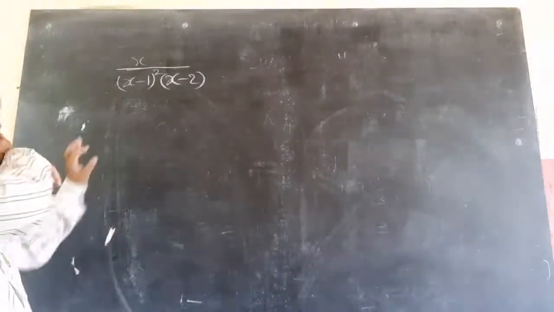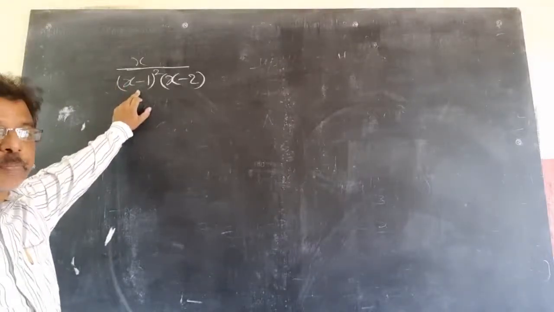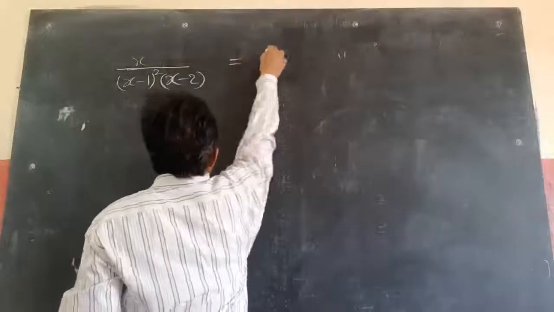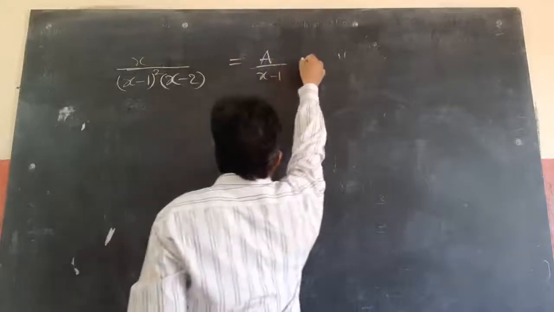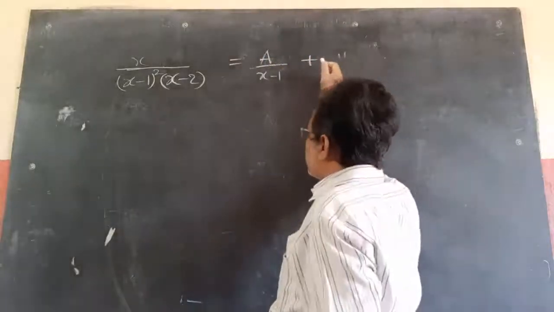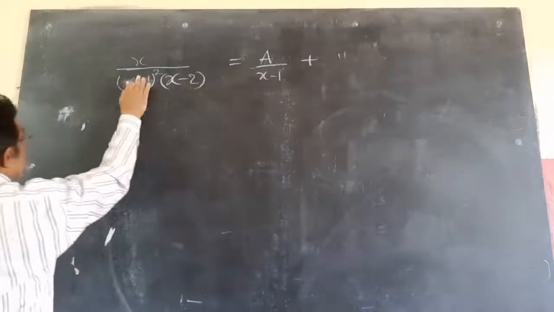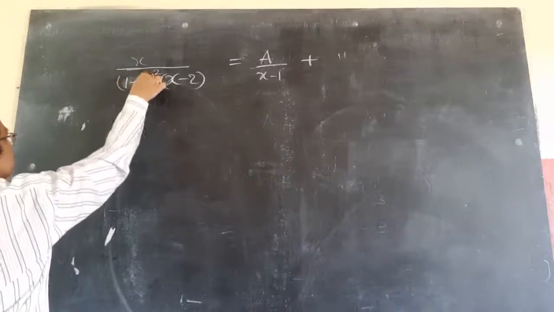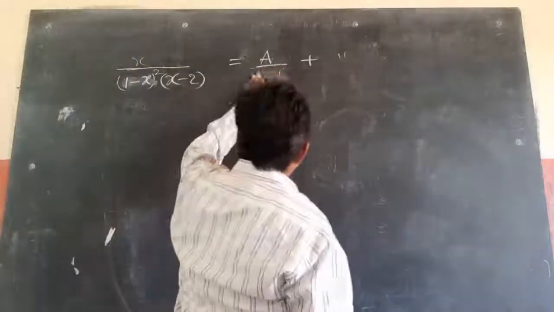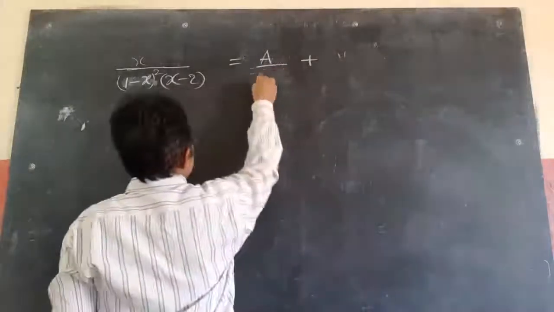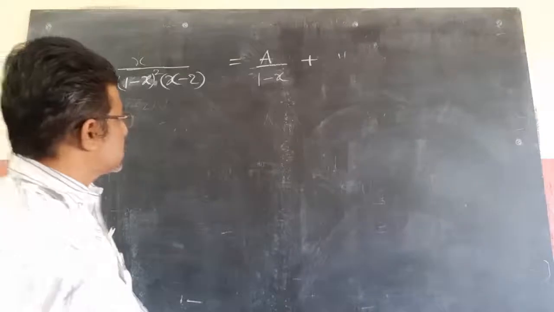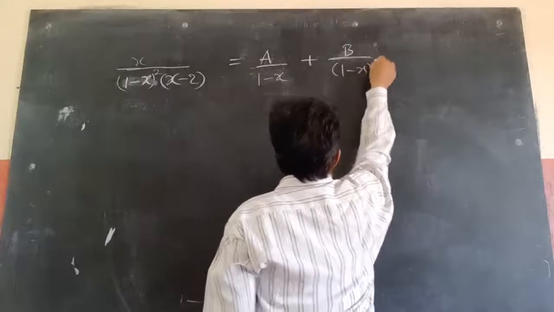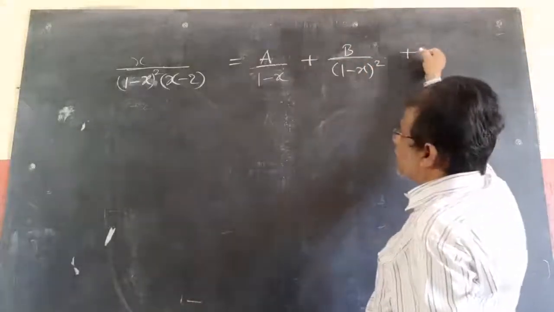So for this, what we do is, this is a repeated linear fraction. So I can write a by x minus 1 plus, and before that I will do one thing. I will write this as 1 minus x whole square, because x minus 1 whole square and 1 minus x whole square are one and the same. So I will write 1 minus x itself. In the beginning I will make a small change, it will be easy for me in the end. So a by 1 minus x plus b by 1 minus x whole square plus c by 1 minus x minus 2.